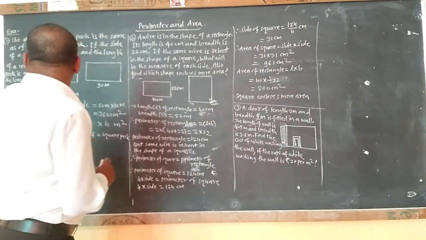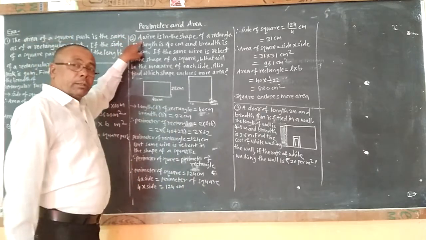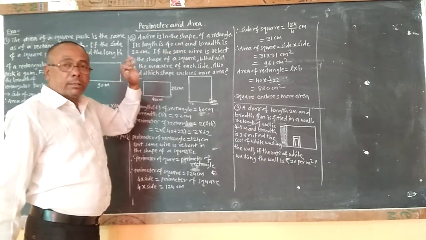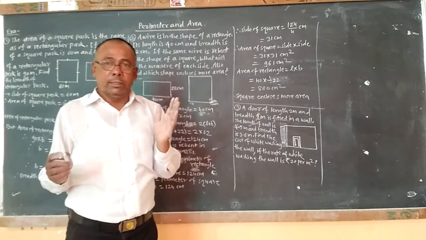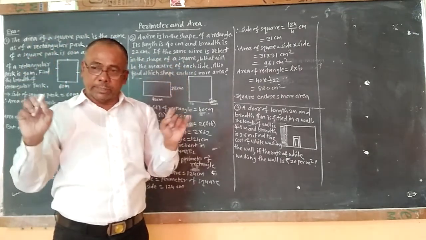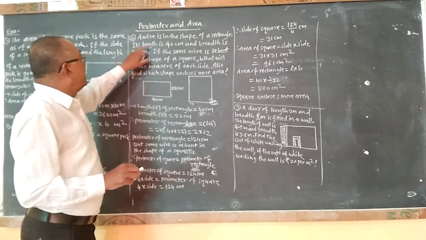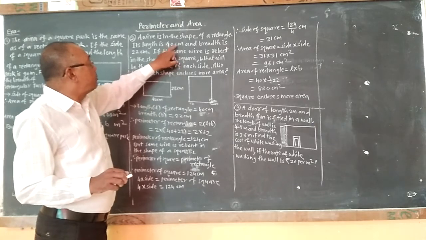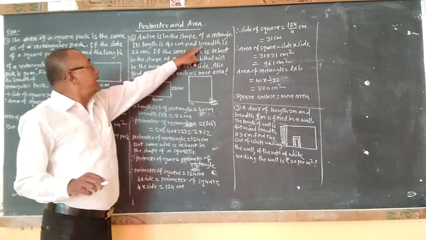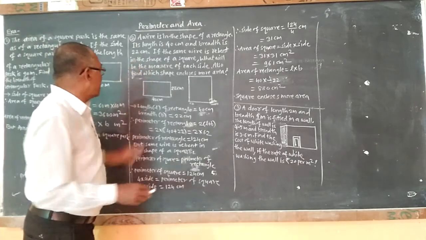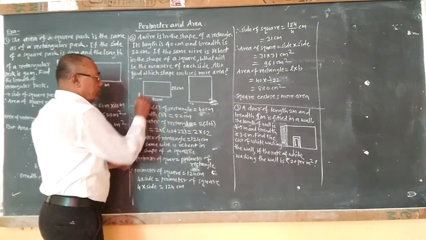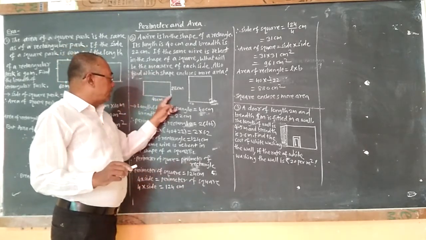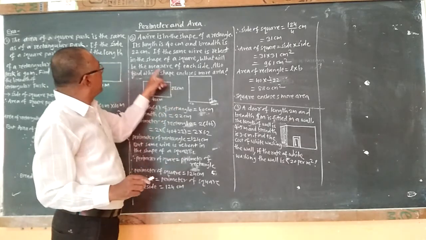We have one more example here. A wire is in the shape of a rectangle. A wire is taken and given the rectangular shape. Its length is 40 centimeter and breadth is 22 centimeter. Here I have drawn the rectangle which is made up of a wire, and its length is 40 centimeter and breadth is 22 centimeter.